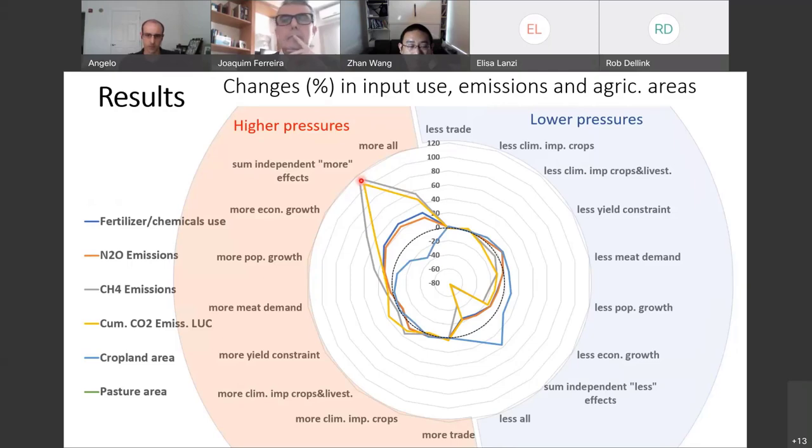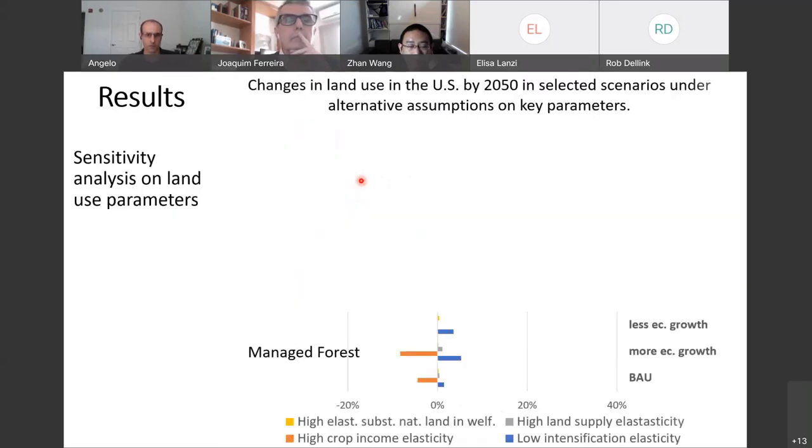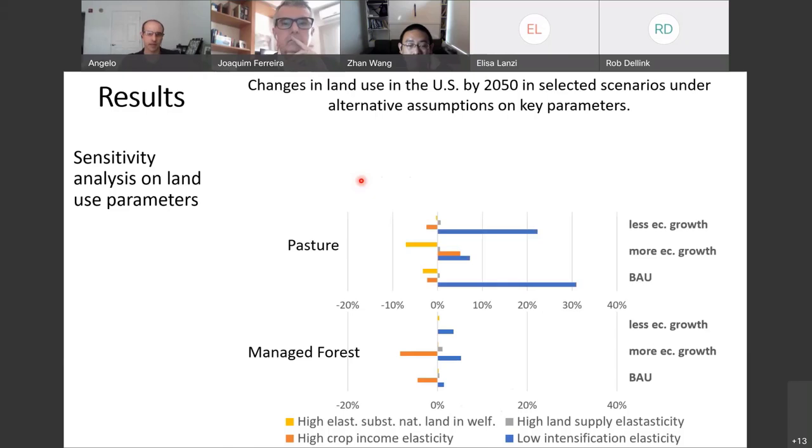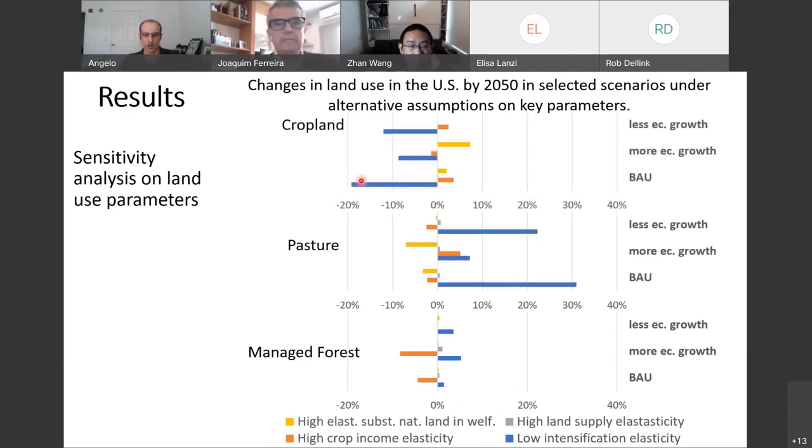Well, just to finish here with my results, we know that the model answer depends on the behavioral parameters that we use in the model, so we test if our main result about no tipping points on land use change will remain if we do a lot of sensitivity analysis. We just picked some of them here to see that we have just one parameter, one elasticity, that can make the results much stronger. So we can see much more conversion from cropland to pasture area if we reduce our low intensification elasticity. What is the intensification elasticity?